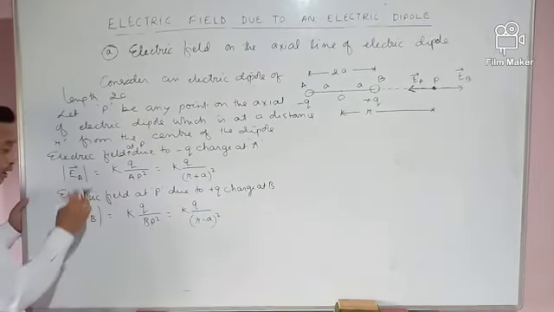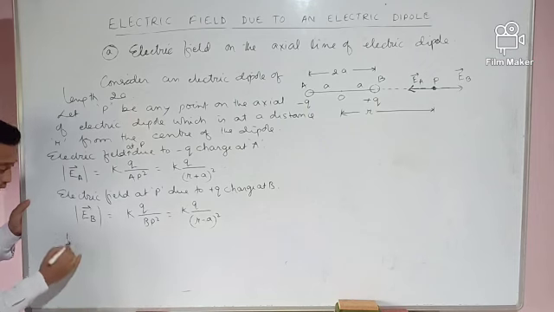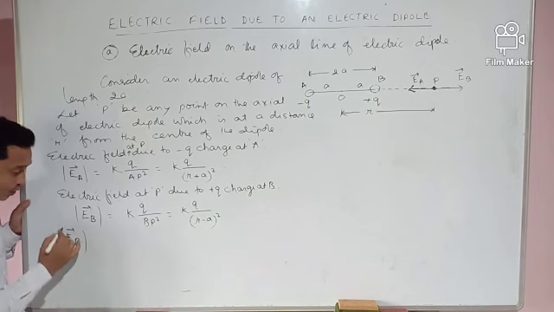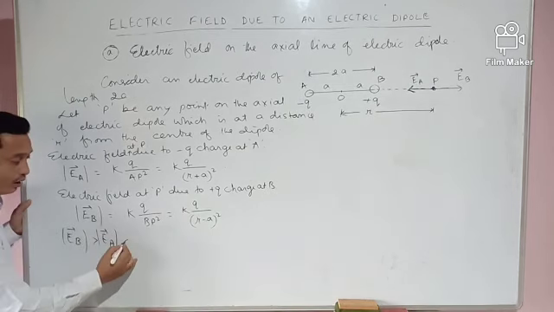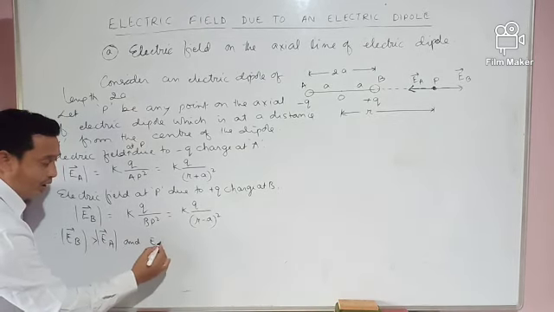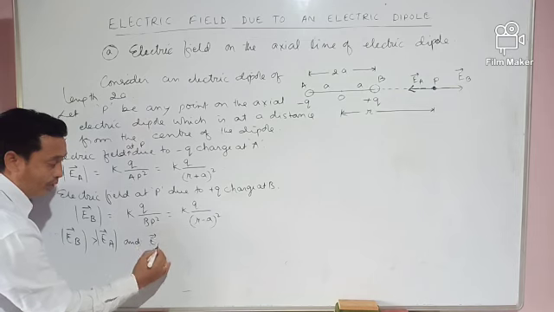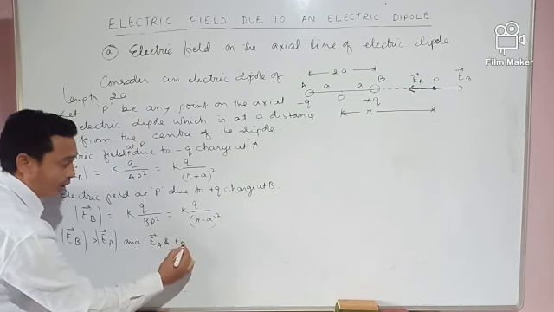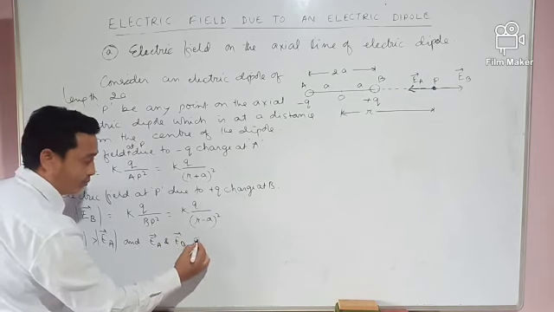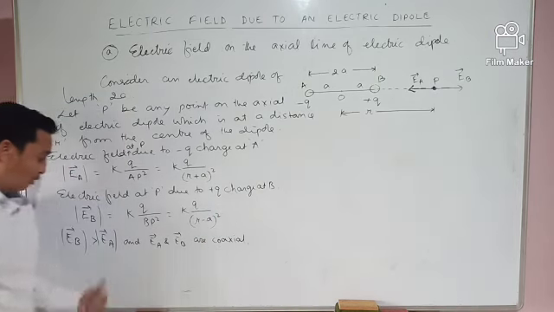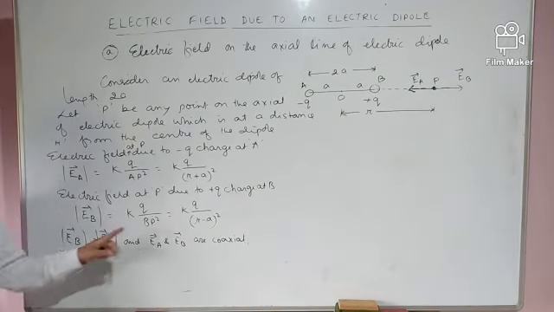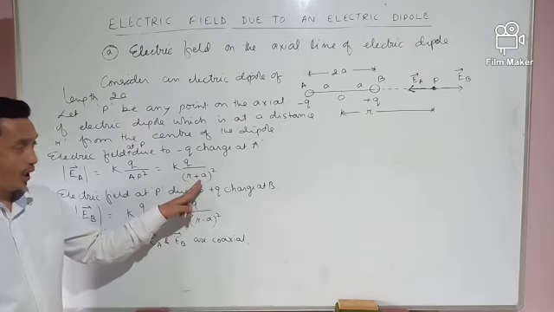So now we have EA and EB. Now since the magnitude of EB is greater than EA, and EA and EB are coaxial. Now look at this, EB is greater than EA. Why? Because of r minus a and r plus a.